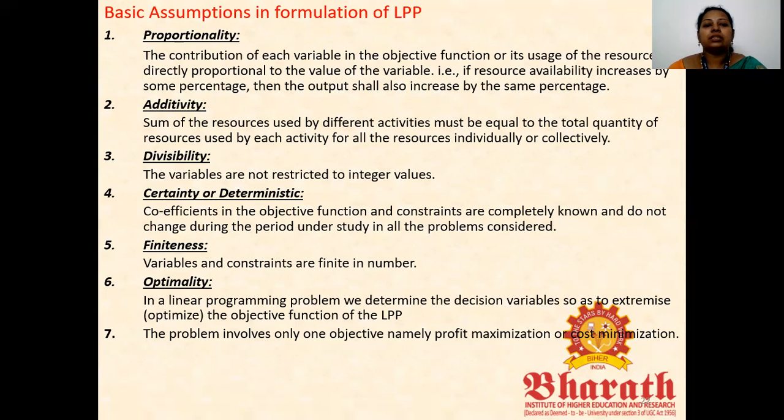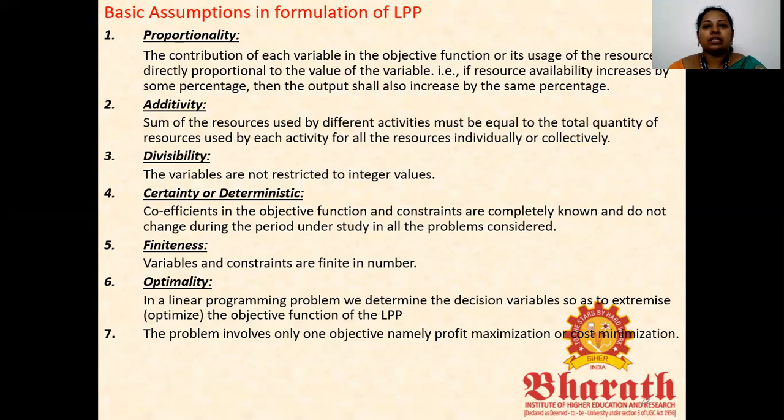And certainty, or deterministic. Coefficients in the objective function and constraints are completely known and do not change during the period under study in all the problems considered. Then finiteness. Variables and constraints are finite in number. Once we fix the variables and then the constraints, only then can we solve the problem. And we have to fix that as finite.